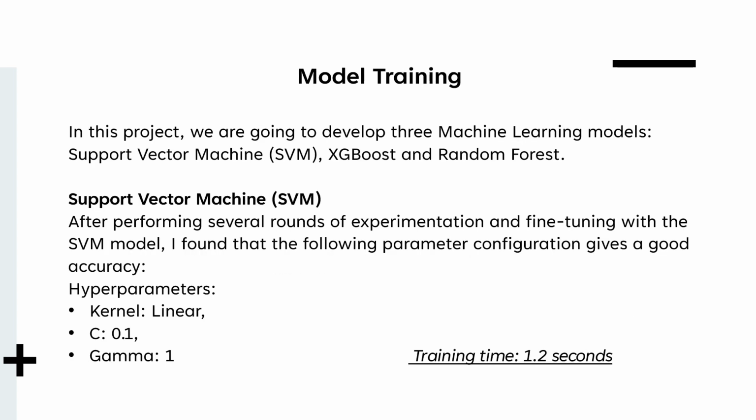In this project, we are going to develop three machine learning models for the predictive maintenance model: the support vector machine, XGBoost, and the random forest. In the support vector machine, I have performed several rounds of experimentation and fine-tuning with the SVM model and found that the following parameter configuration gives a good accuracy. The kernel is linear, the regularization parameter C I've set to 0.1, and the kernel coefficient gamma to 1. The training time of this model is 1.2 seconds and it is pretty fast.